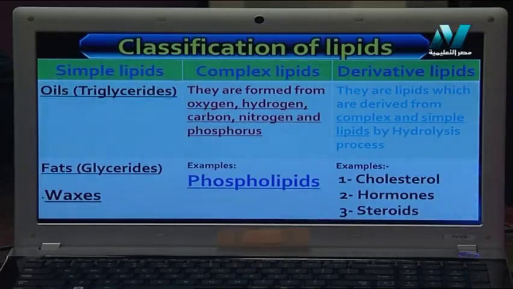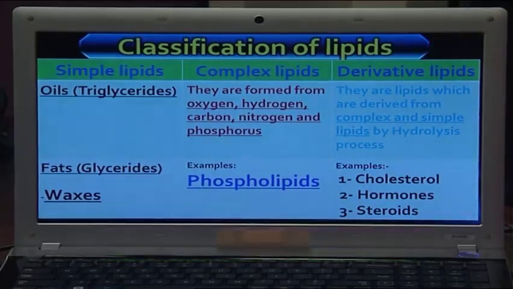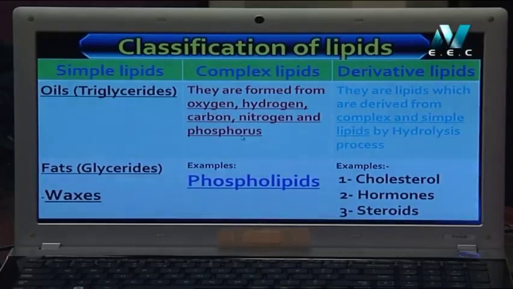Now we have a classification of the lipids. Lipids are divided into 3 parts: simple lipids, complex lipids, and derivative lipids. Simple lipids, all of you know: oil, fat, or wax. All of this we call simple lipids. Complex lipids: why do we call them complex lipids? Do you know lipids contain hydrogen, carbon, and oxygen? Here we have nitrogen and phosphorus in addition to hydrogen, carbon, and oxygen.